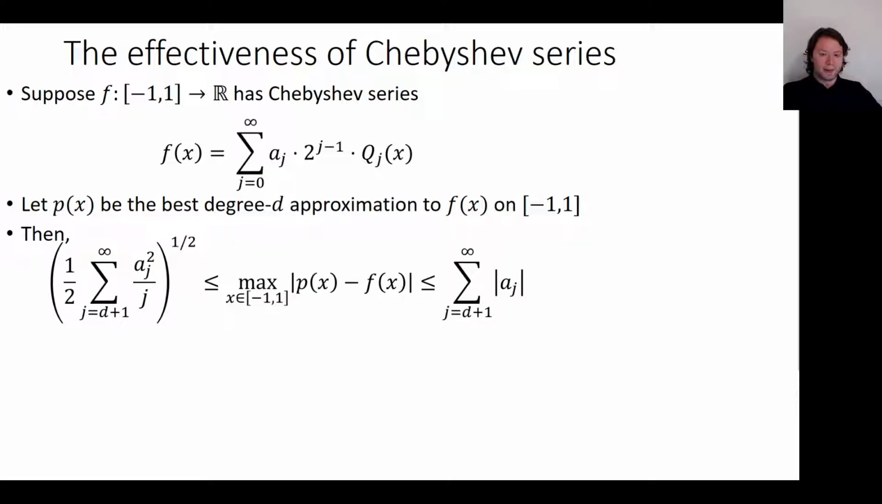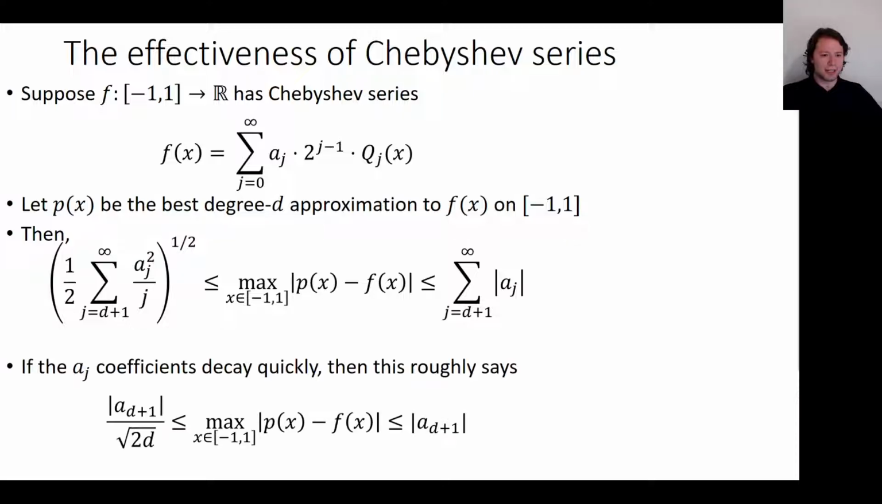Then there's a nice upper and lower bound for how well this polynomial approximates f in terms of the coefficients of the Chebyshev series. So we show it's upper bounded by the sum of the magnitudes of the coefficients of degree bigger than d, and it's lower bounded by a similar sum of the coefficients squared divided by the degree, and then the square root of all of that. So the upper bound is not so hard to prove. It just uses the fact that 2 to the j minus 1 times the Chebyshev polynomial is always between -1 and 1. The lower bound is a little bit trickier and involves some type of L2 argument.